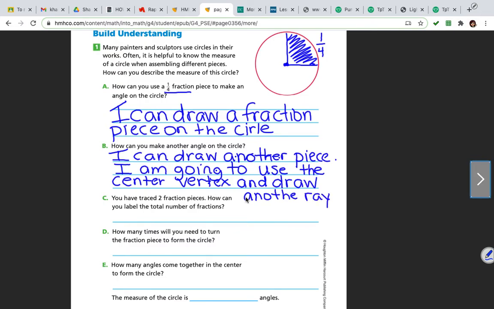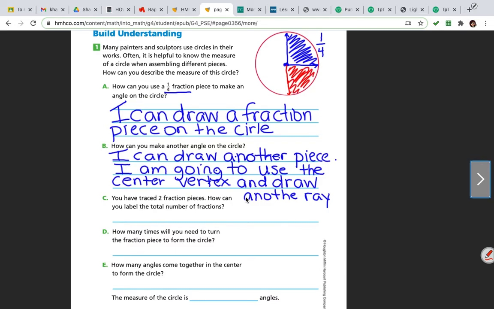When I drew the first fractional piece, I have one ray going up, and I have one ray going to the side. So think of it as a clock. Okay, so I had one ray going straight up at 12 o'clock. I drew another ray at 3 o'clock. So now I'm going to draw another ray and go towards 6 o'clock. Okay? So then we have that piece, so I could shade that in.